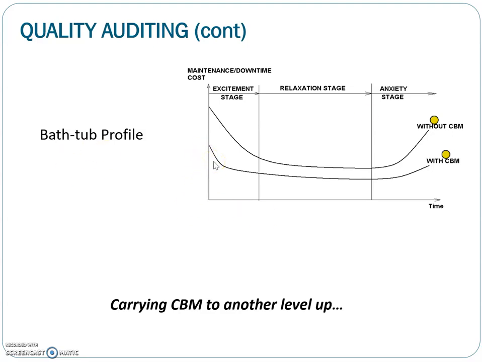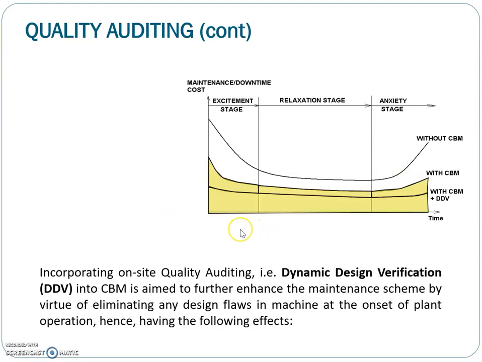With CBM, in practice, we can see that the maintenance or downtime cost is significantly reduced in all these three stages. By incorporating on-site quality auditing, here referred to as Dynamic Design Verification or DDV, into the CBM scheme, the CBM scheme is further enhanced by eliminating the design flaws in machines at the onset of plant operations. It further reduces the maintenance and downtime costs as compared with practicing CBM only.